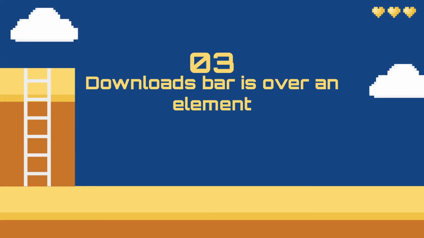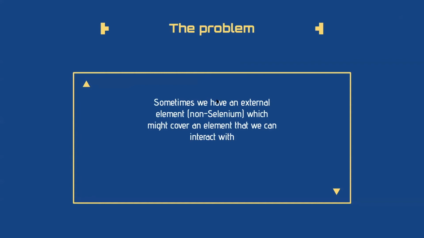Okay, this question will be: the downloads bar is over an element. How can we explain that? Sometimes we have an external element which is not a Selenium element that might cover the element that we want to interact with. In this case, we need to think about different solutions in order to interact with this particular element.